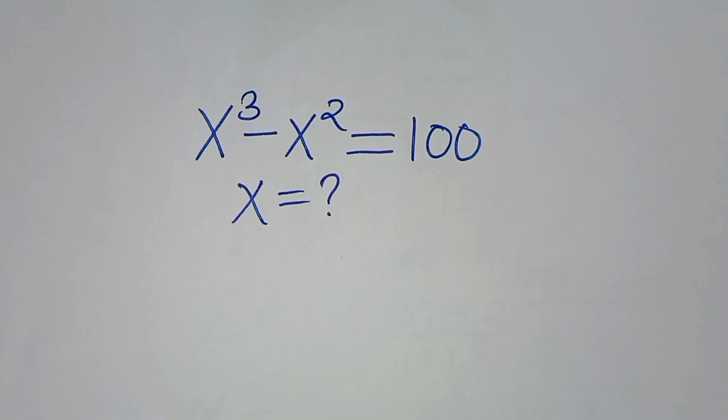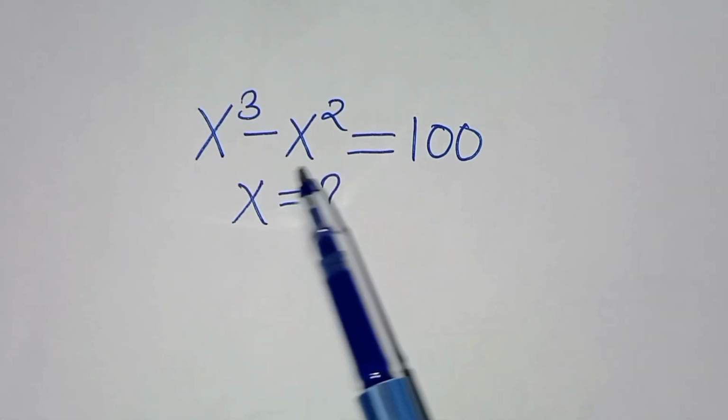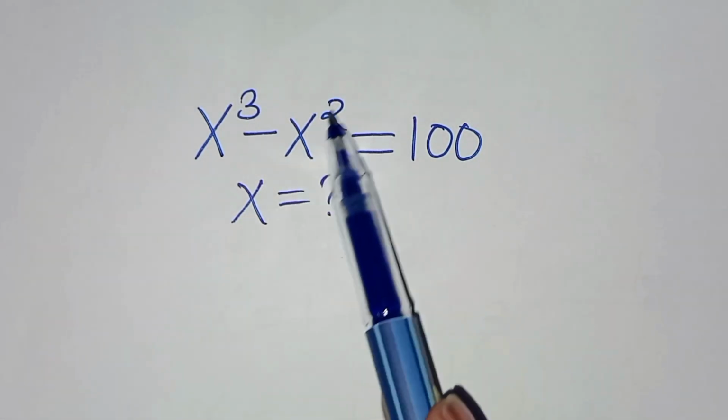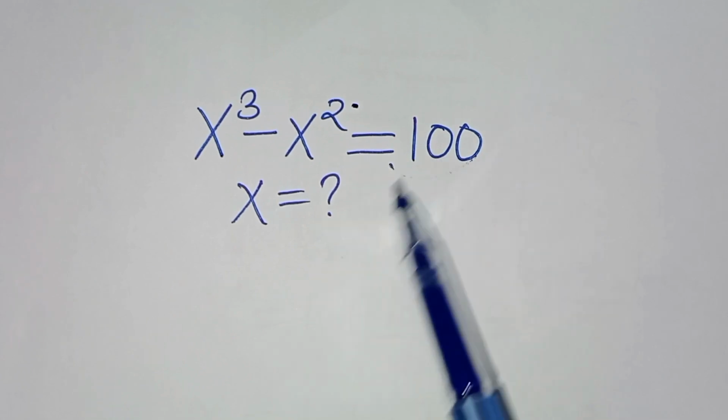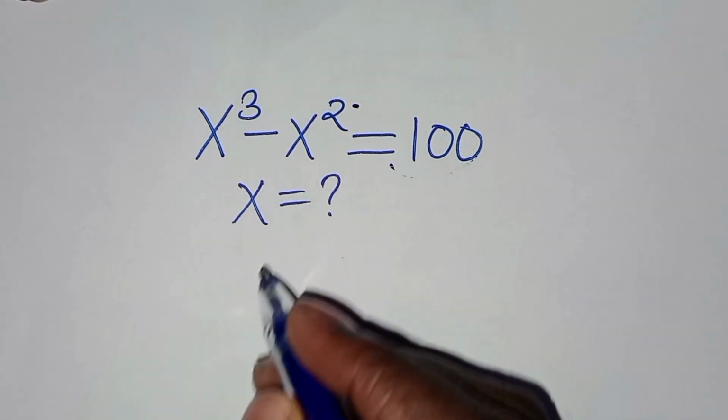Hello everyone, you're welcome to this solution. Given this nice algebra problem, which is x to power 3 subtract x to power 2. This is equal to 100. What are the values of x? Now, solution from here.